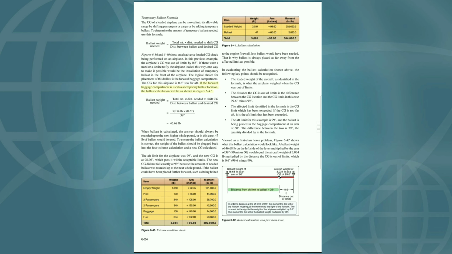If the forward baggage compartment is used as a temporary ballast location, the ballast calculation will be as shown in figure 6-41. Total weight times distance needed to shift CG equals ballast weight times distance between ballast and desired CG. 3,034 pounds times 0.6 divided by 39 equals 46.68 pounds. When ballast is calculated, the answer should always be rounded up to the next higher whole pound, or in this case, 47 pounds of ballast would be used.